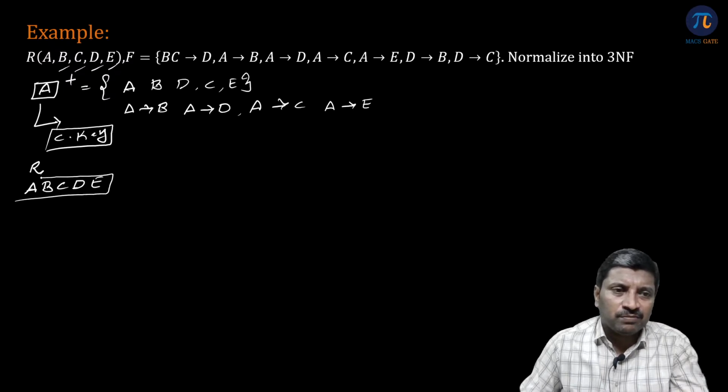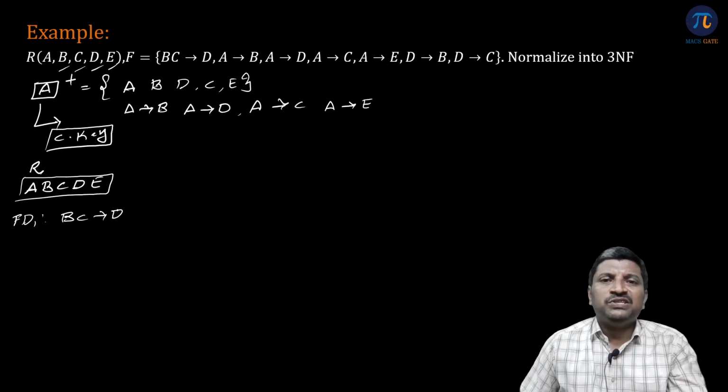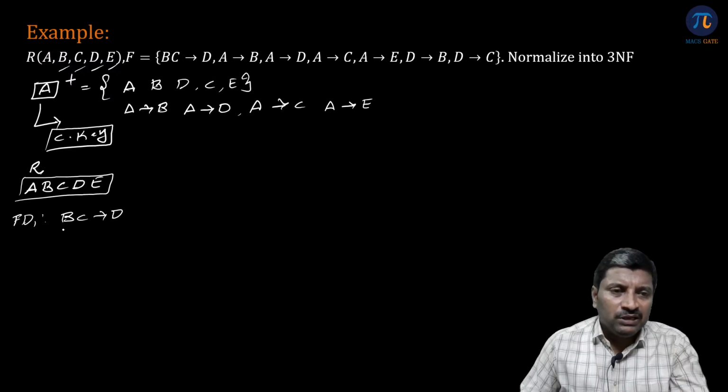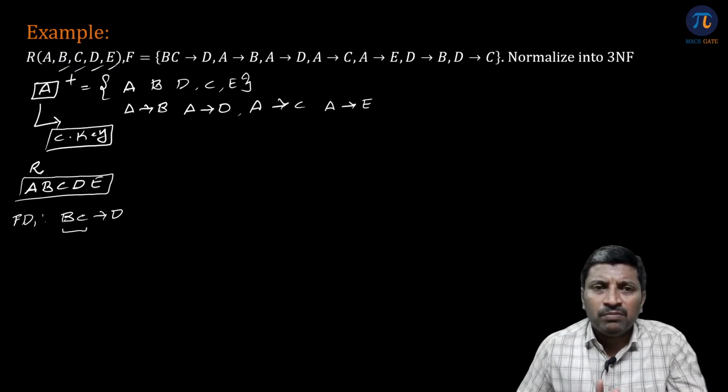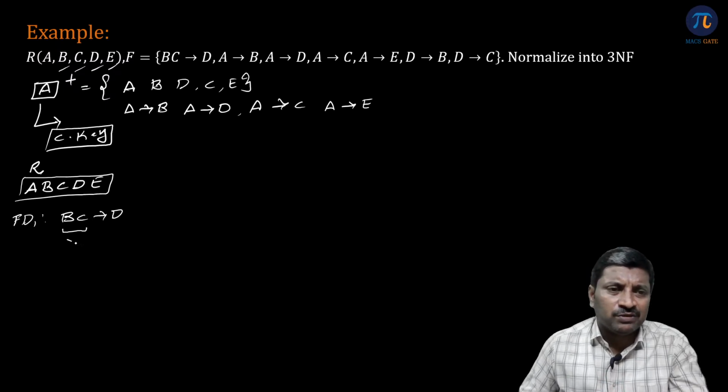Now, this is the story, sir. Please observe it. What is the first functional dependency? BC implies D. Is the left side a super key, sir? No. It's not a super key.